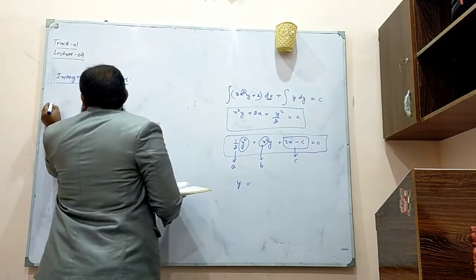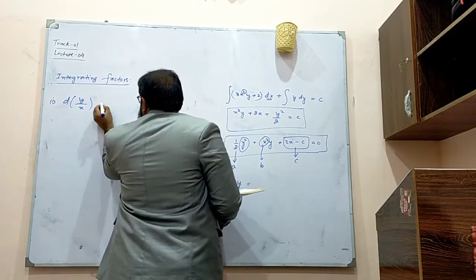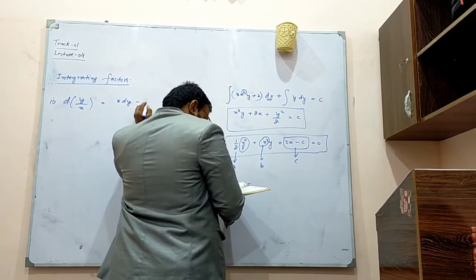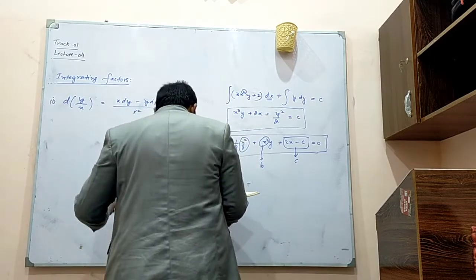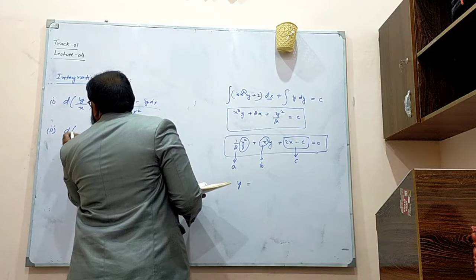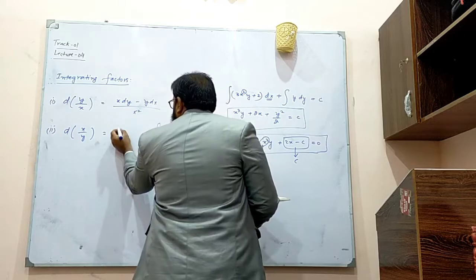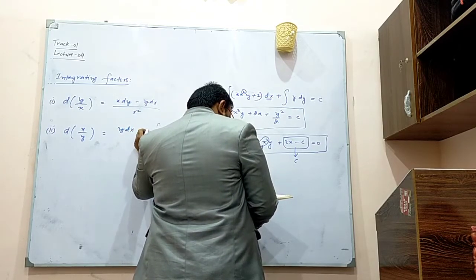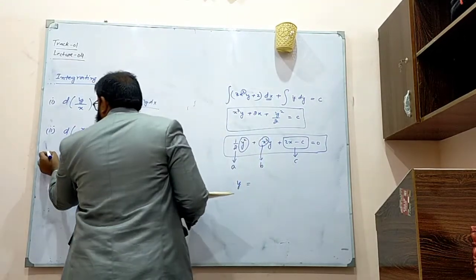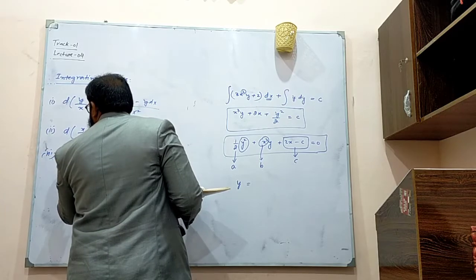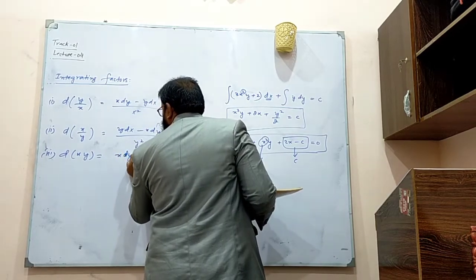The common things are: the differential of y by x is (x dy minus y dx) over x square. The second thing is the differential of x by y is (y dx minus x dy) over y square. And the third thing is the differential of xy is x dy plus y dx.